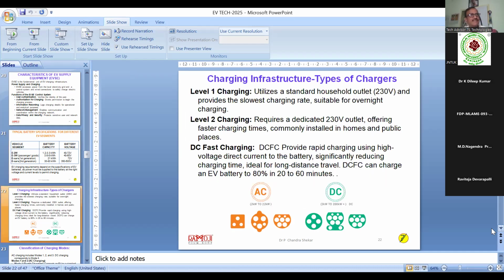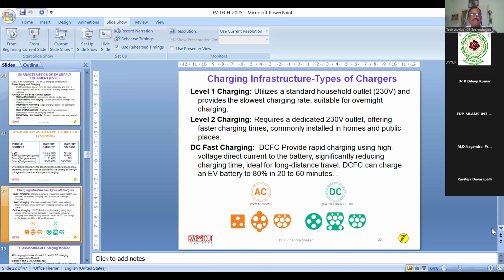Now we said charging is okay. Now charging infrastructure, we have a typical challenge here again. Internationally, there are some specifications. Level 1 charging utilizes a standard household outlet, 230 volts, and provides a slow charging rate suitable for overnight charging. That means I go to my office, I come back and wherever I park the vehicle, I charge.